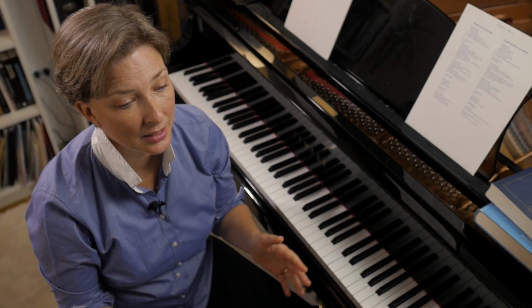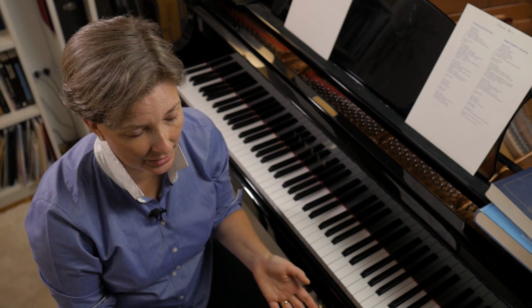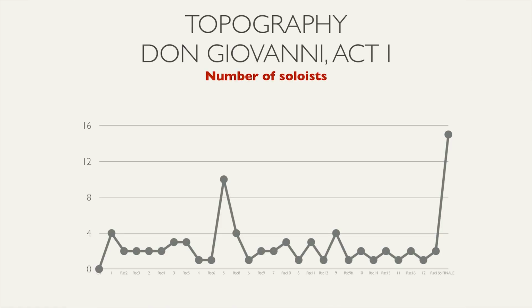Now let's talk about the topography, which I decided to do for Don Giovanni Act 1. I'd like to see how many people are coming in and out of scenes, and where the big numbers come in. So I can show you on this PowerPoint page that I made up. At a glance, you can see where the quartet is, and then you can see where the finale is. You can also see where number 5 is, the choral scene, and it just gives you at a glance the topography of the different characters coming in and out, and where it's a little bit heavier and where it becomes lighter.